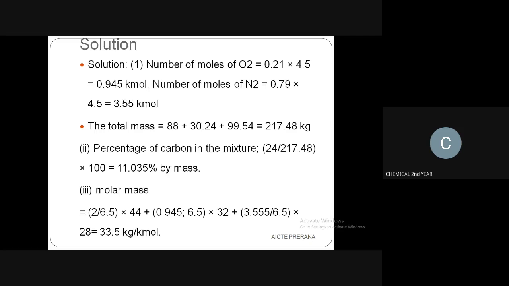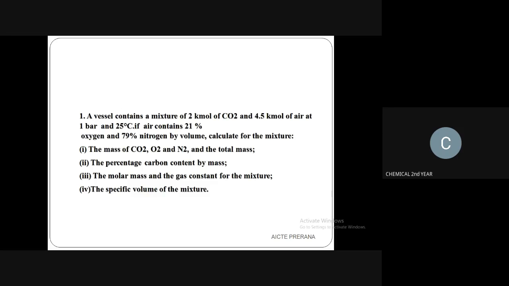Then the percentage carbon content by mass. What do you mean by percentage carbon content? That means how much carbon is present in the compounds which are given here.